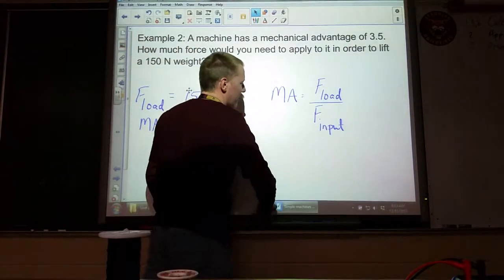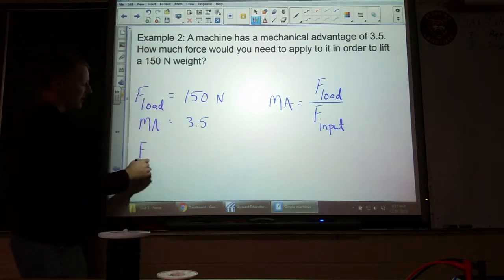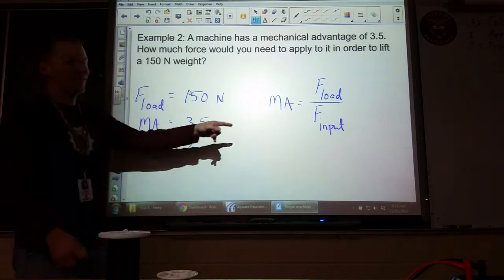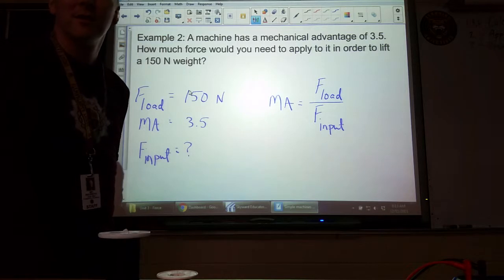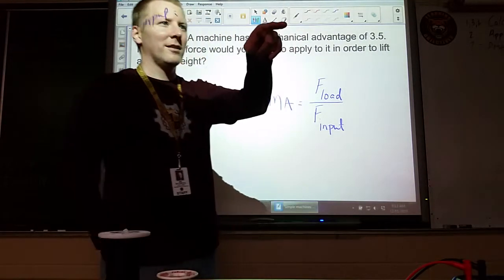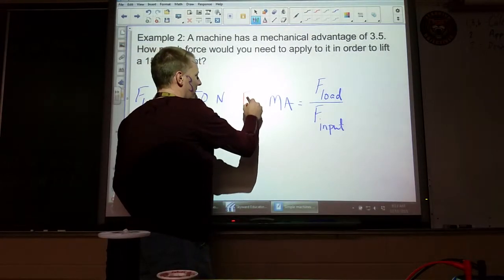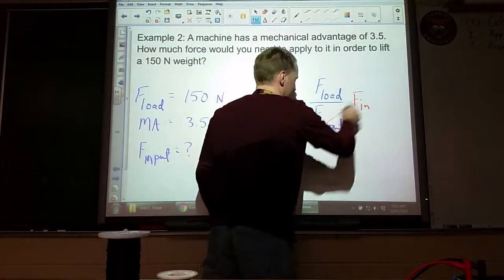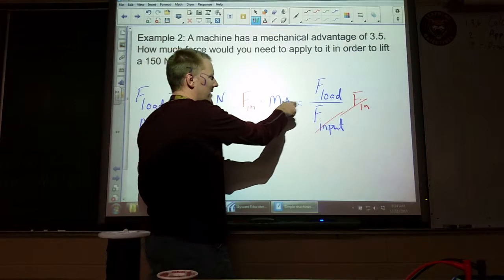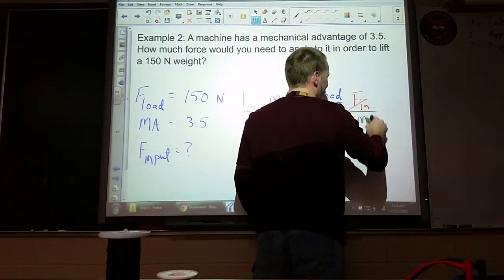How do I solve this? I'm going to move this down just to make it easier. How do I rearrange this? I want to find how much force I need to apply. That's the input. How do I solve that for input force? We need to get this F input up here. Multiply both sides by input. Okay, let's give that a try. I'm just going to abbreviate that as F in. If I multiply both sides by that, what happens on the right? That cancels out. I'd be left on the left with F input times MA is equal to F load. Then divide by the MA. Right. Somebody's been paying attention in algebra. Very good.